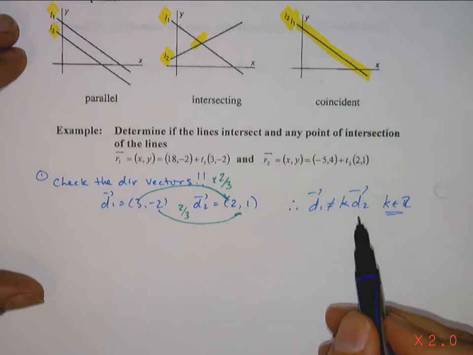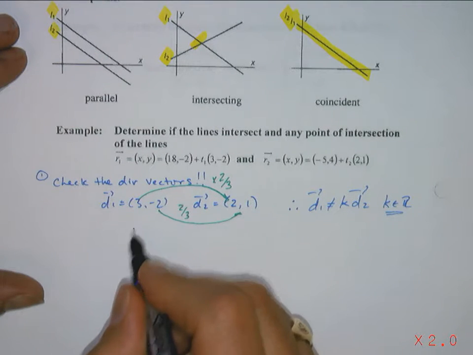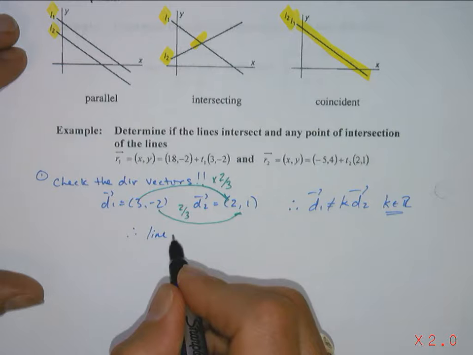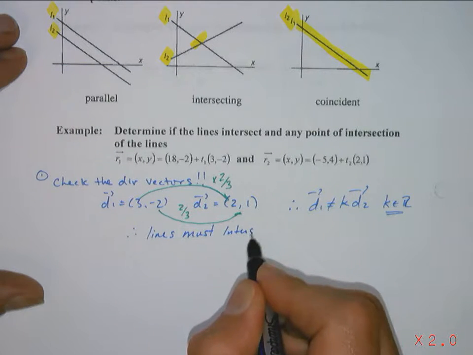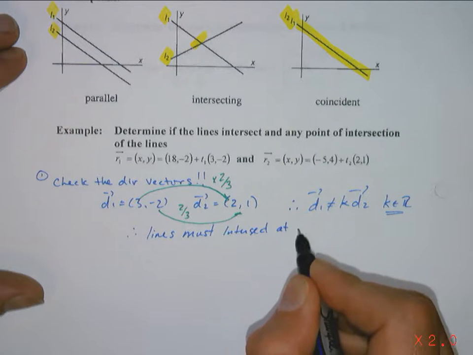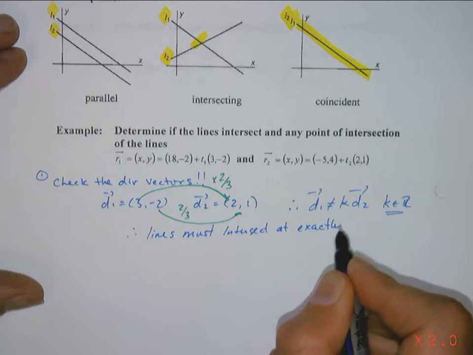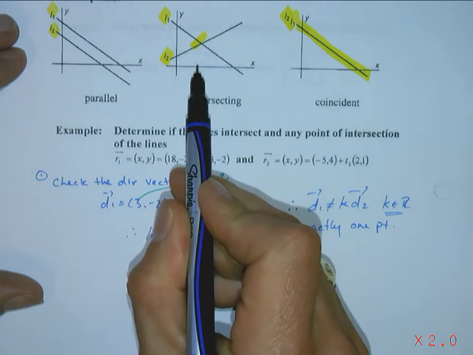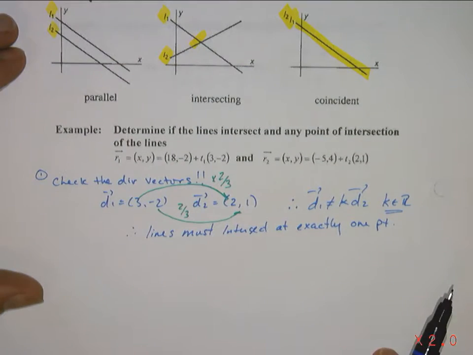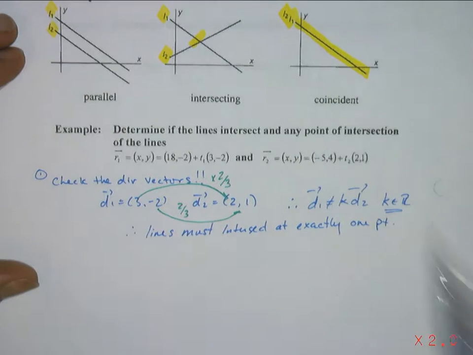So this is what we get, and therefore the lines must intersect at exactly 1 point. Okay, because this is the situation that we've got happening. Okay, so now we want to find the point of intersection.